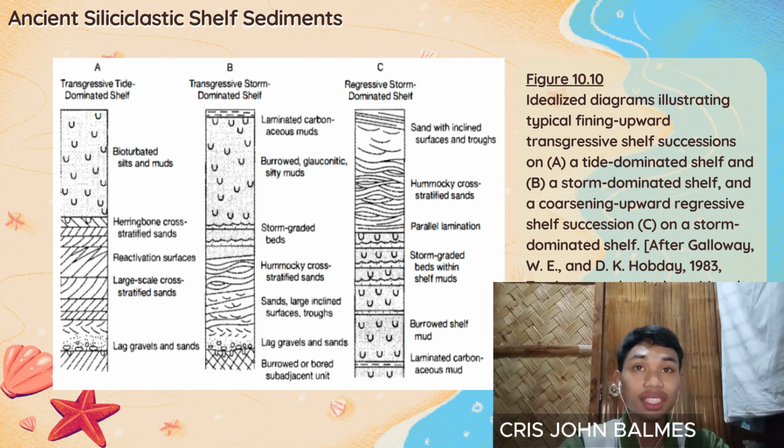So, that's it. The main difference of our shelves under the influence of transgression and regression is that transgressive, whether it is tide-dominated or storm-dominated, produces a fining upward succession that begins with coarse sand deposits and ends with fine mud deposits, whereas regressive produces a coarsening upward succession that begins with fine mud deposits and ends with coarse sand deposits. But remember, these successions should be considered only as working models. Actual transgressive and regressive successions may differ markedly in detail from these idealized profiles.